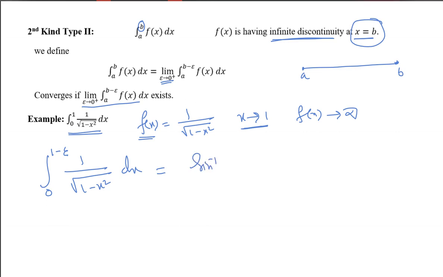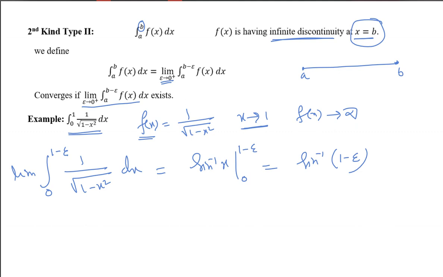So what will be the answer? It is sine inverse of 1 minus epsilon minus sine inverse of 0, and sine inverse 0 is 0. So only sine inverse of 1 minus epsilon remains.